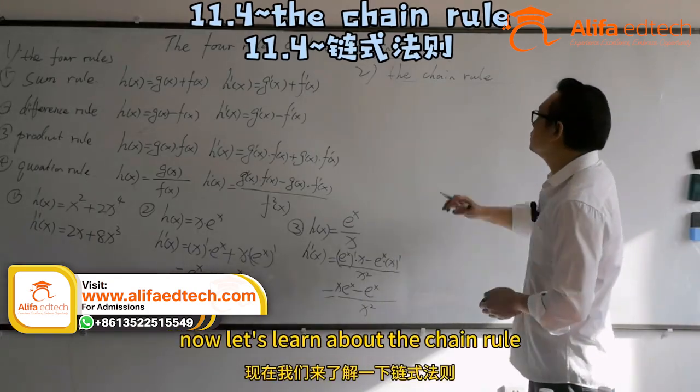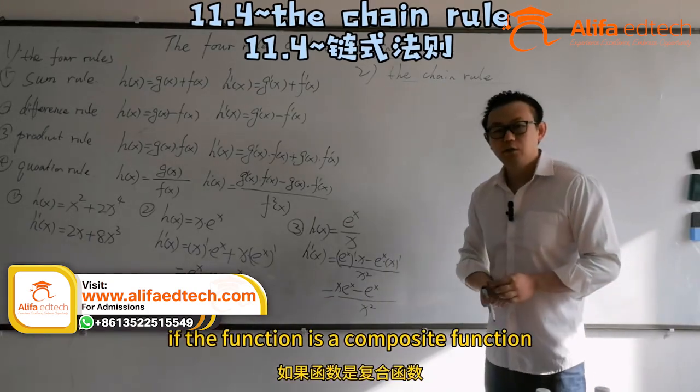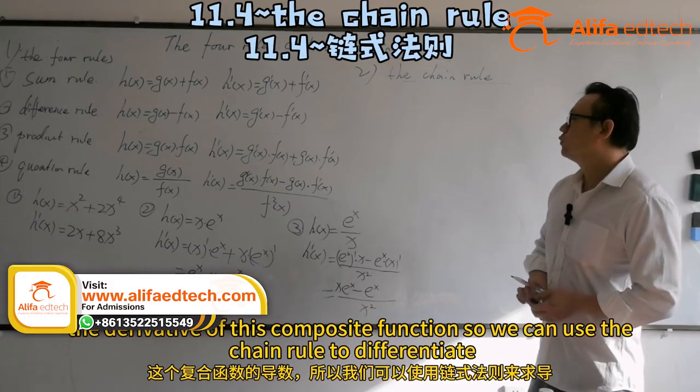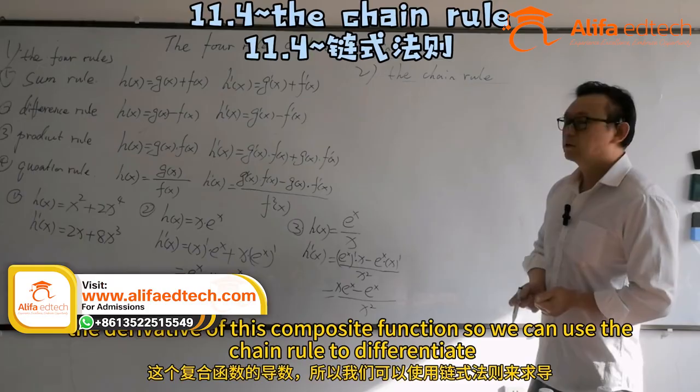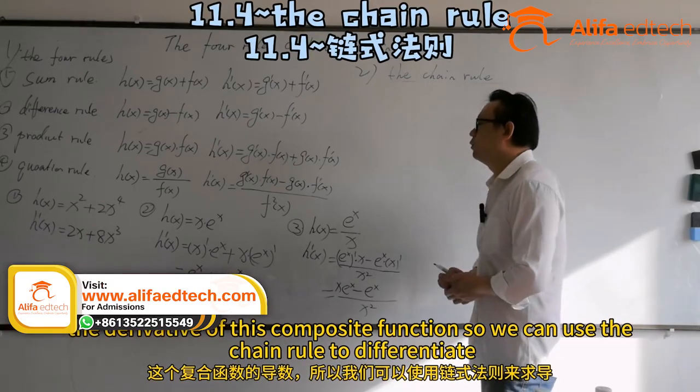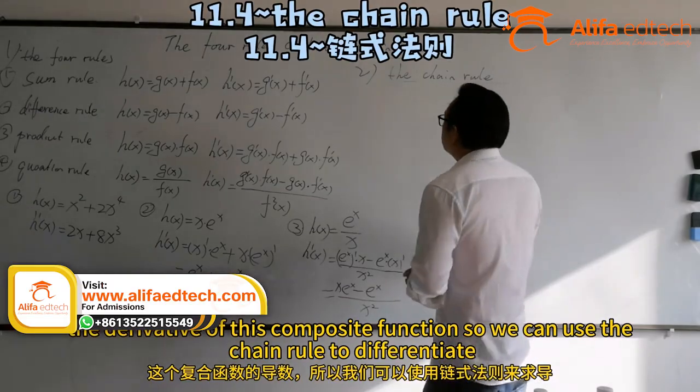Now let's learn about the chain rule. If the function is a composite function and we need to get the derivative of this composite function, we can use the chain rule to differentiate.